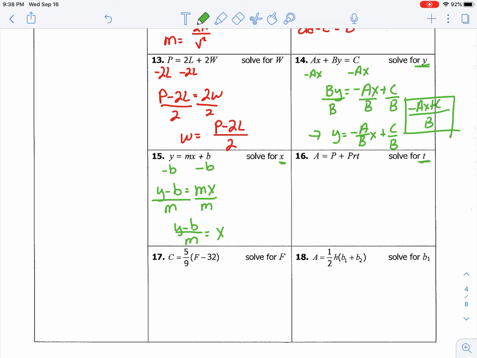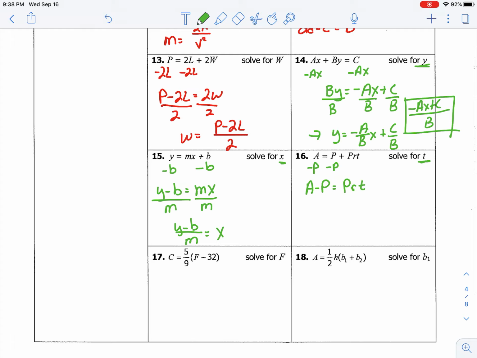We're going to solve for T. So we're going to have to subtract this P. Now this one's a little bit different. It's got two P's in it. But luckily we didn't have to solve for P. We'd have had to use a property that we haven't discussed yet.